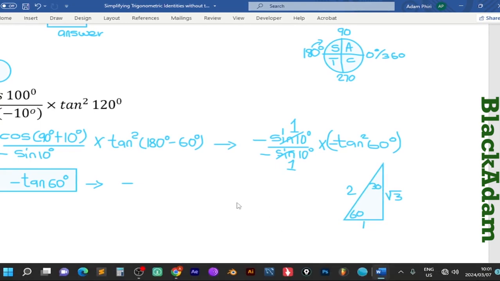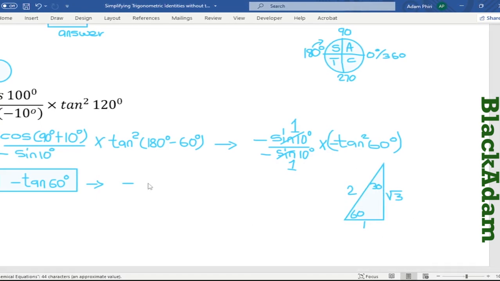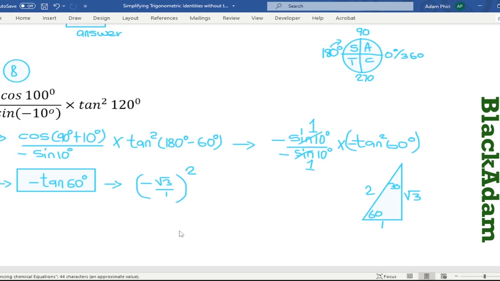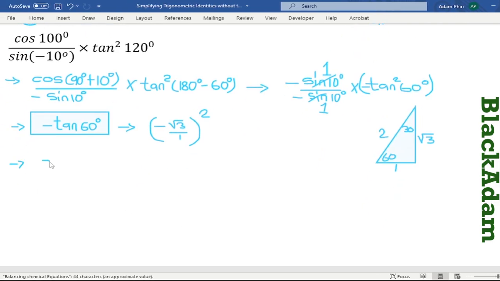opposite over adjacent, y over x, so it's root 3 over 1. So we square it, that gives us a positive 3, so that's the answer.